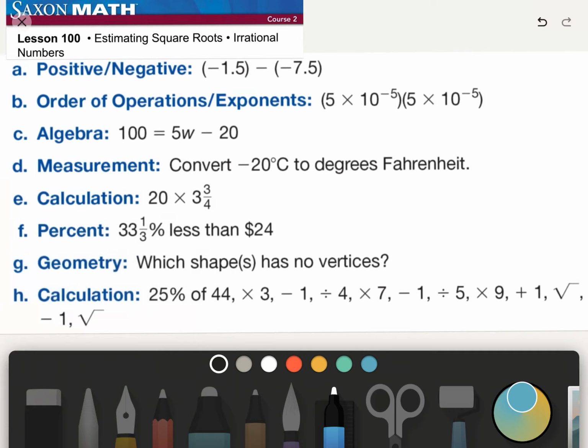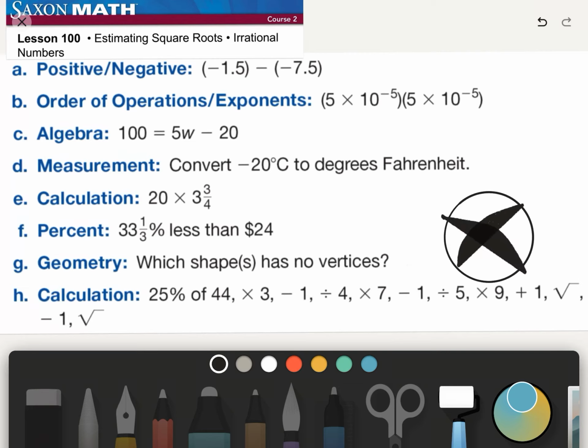Geometry. What shape has no vertices? I believe that they are merely referring to three-dimensional. So, well, that's a circle. Not sure if I can do any shading to help that out. No, that's all terrible. Imagine this is three-dimensional, and so that would be a sphere. Has no vertices.